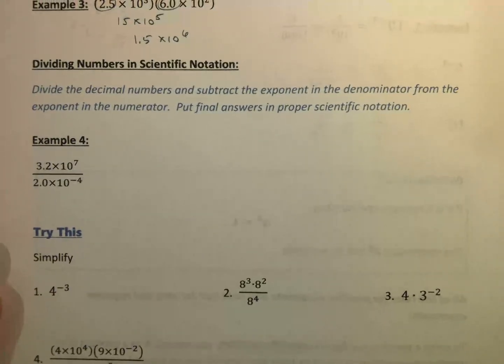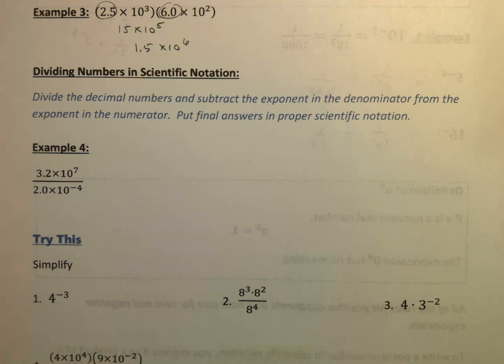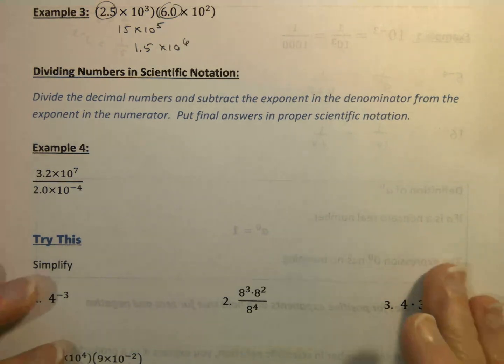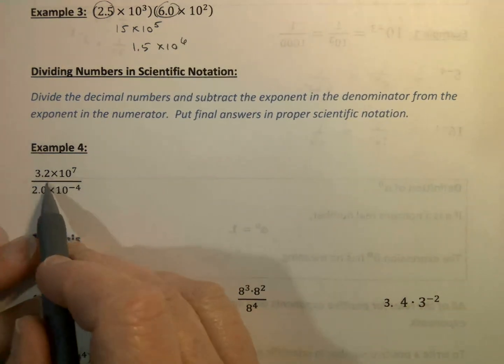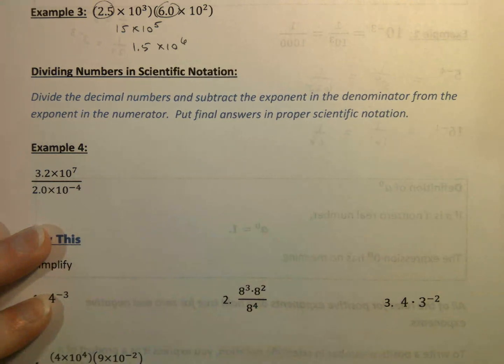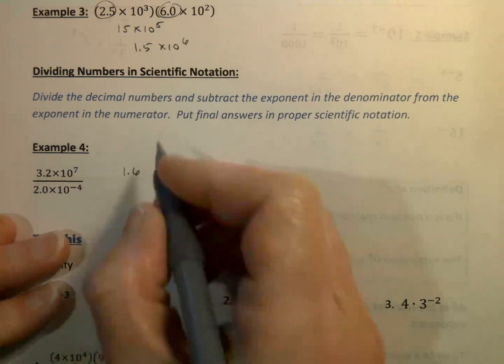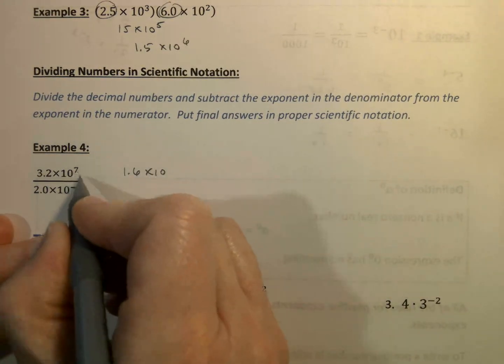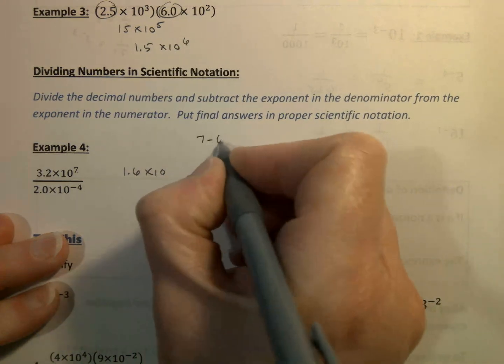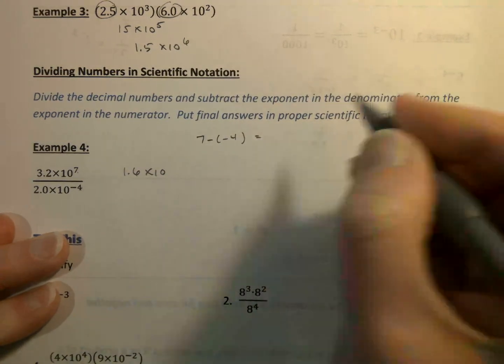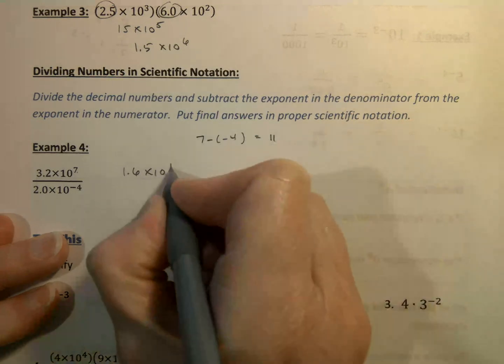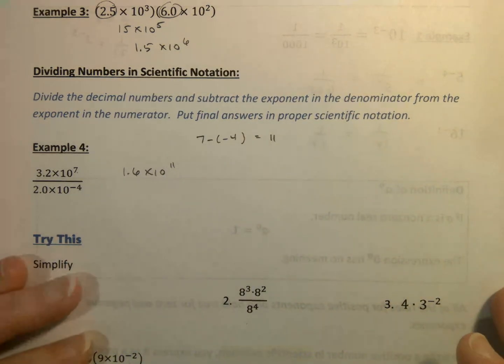Dividing numbers in scientific notation. Divide the decimal numbers and subtract the exponent in the denominator from the exponent in the numerator. Put final answers in proper scientific notation. So in this case, it's 3.2 divided by 2, which gives me 1.6. So that's good news because that's already in the right form. Then this would be 7 minus negative 4. So 7 minus negative 4 ends up giving me positive 11. So that would be 10 to the 11th power.